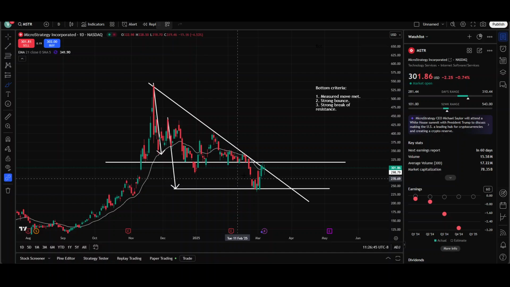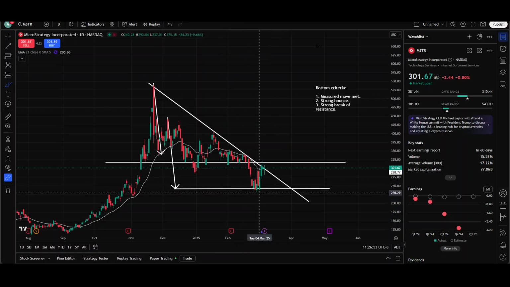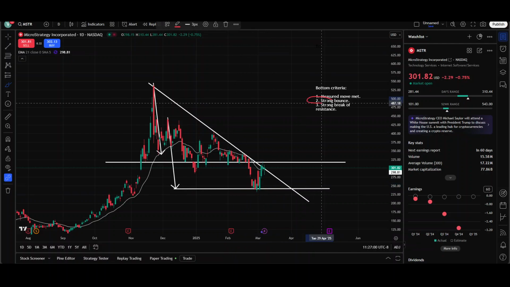Sometimes when price reaches the measure move target, it won't stop there, right? It just keeps on trending down lower, something like that. That tells me that the trend is really strong and we have to look for lower price targets. But in this case, price stalled out right at that level and we did see a strong bounce. So I would say 1 and 2 are basically met.